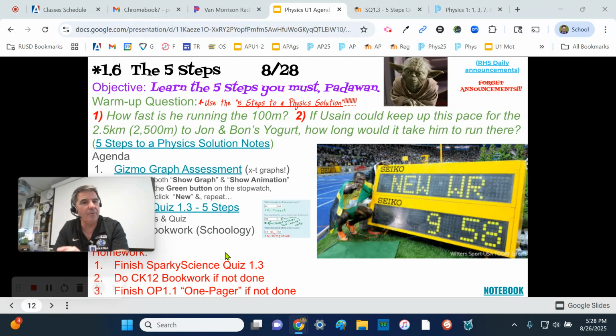Take a guess. Like if you were sprinting as fast as Usain Bolt from here to John and Bon's yogurt, how many minutes would it take you? Now, we talked about walking, and if we walk there, it would take like 40 minutes, right? But at that speed, how fast would he go? So let's work through that problem. Right here is where the notes for that are. So get out your paper and your pencil, and let's take some notes on that stuff.